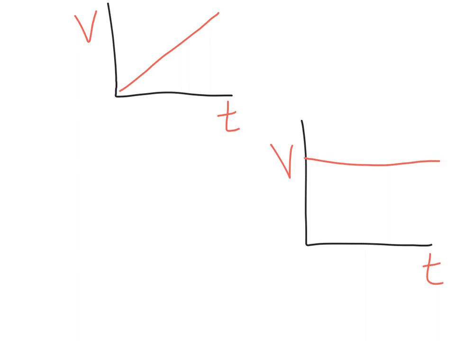So the point of this is just to be more careful when you see shapes on graphs. Don't just assume you know that that shape means a certain motion. We need to make sure that we're looking at the variables on the axes first to then understand what shape we're seeing on the graph.